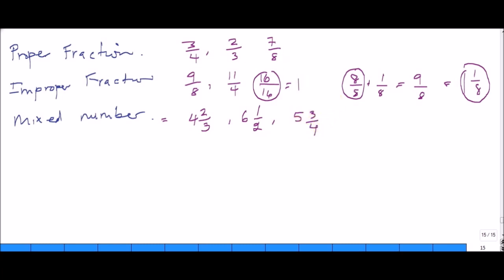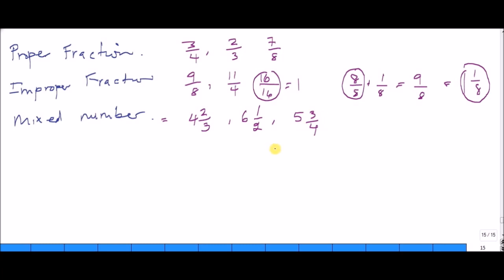Now, quickly, we see that there is a link between improper fractions and mixed numbers, because here we had 9/8, and we could show that 8/8 plus another 1/8 gave us 9/8, which shows we have 1 whole and 1/8, right? Similarly, we could change these mixed numbers back to improper fractions.